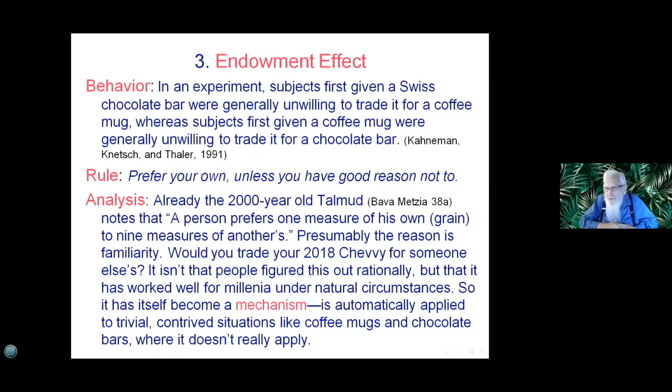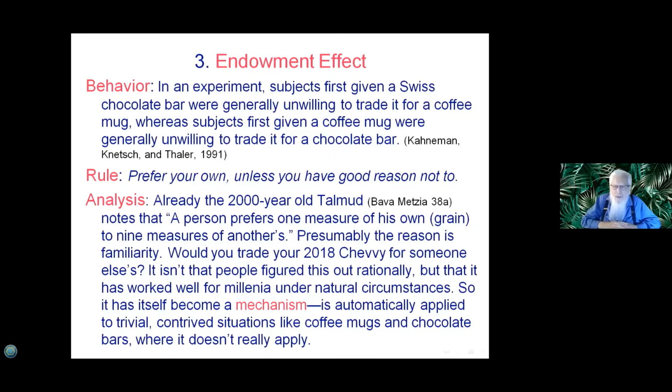from the dealer, okay? But to trade a coffee mug for a chocolate bar, you have a coffee mug, and it's built into you to hold on to your own. If it's not trading a Chevy for a Cadillac, hold on to your own. It's not that people figured this out rationally, but it evolved. It has worked well for millennia under natural circumstances.